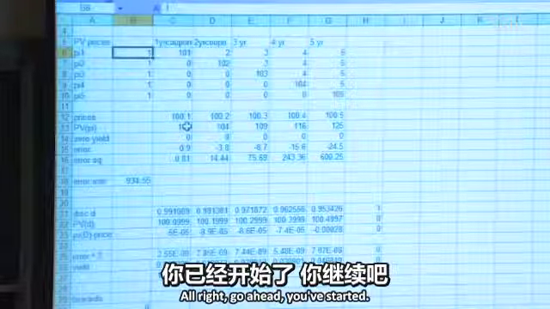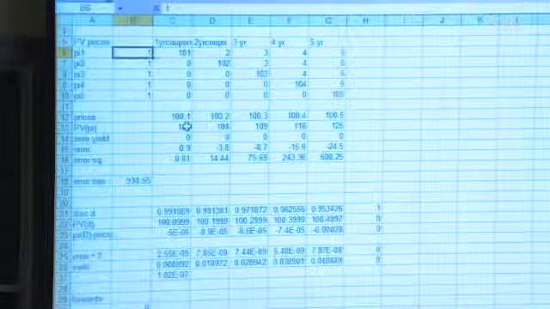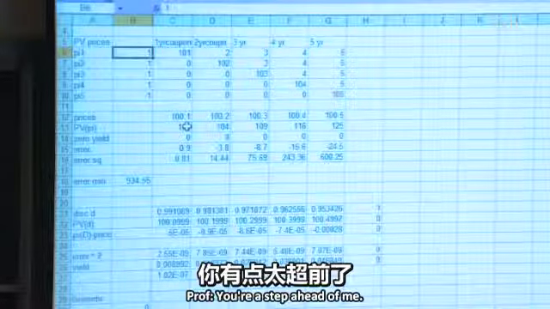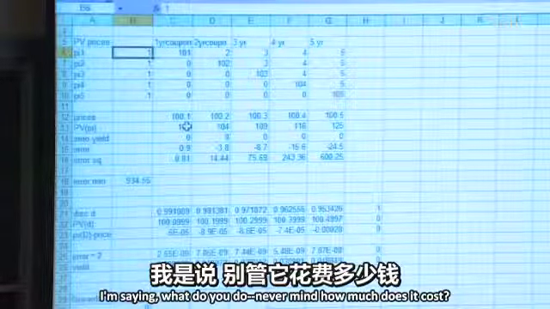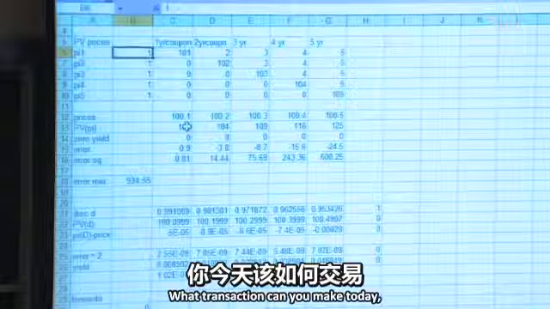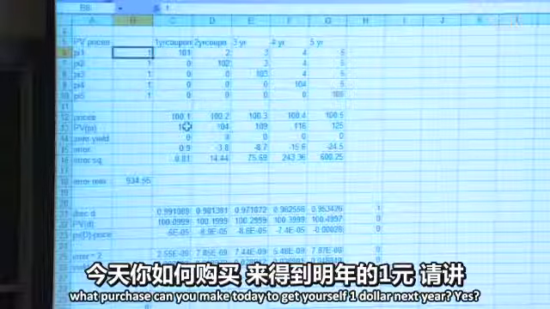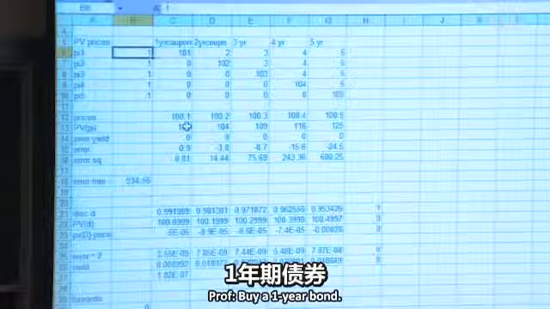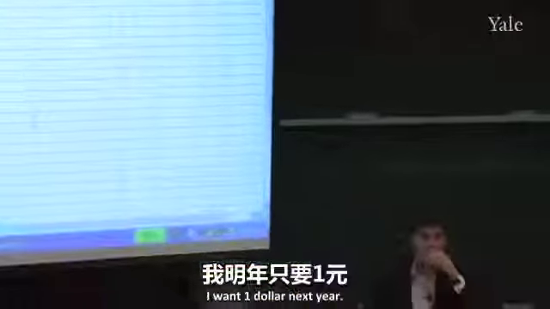All right, go ahead. You start. A 2-year bond. It's next year, 1 year from now. I'm asking you, you're a step ahead of me. I'm saying, never mind how much it costs, what do you do today to get $1 next year? What transaction can you make today, what purchase can you make today to get yourself $1 next year? Yes? Buy a 1-year bond. Well, that'll give me $101 next year. I want $1 next year.